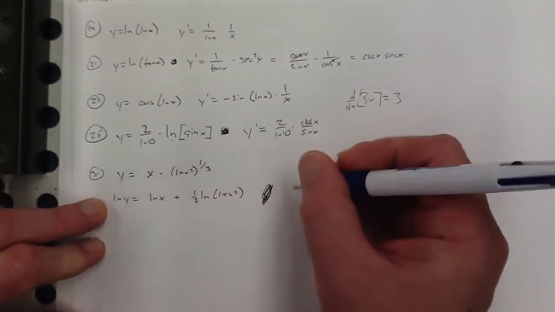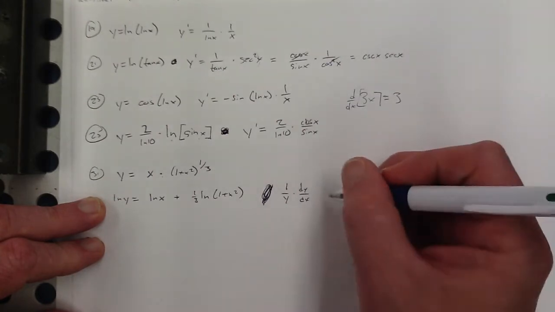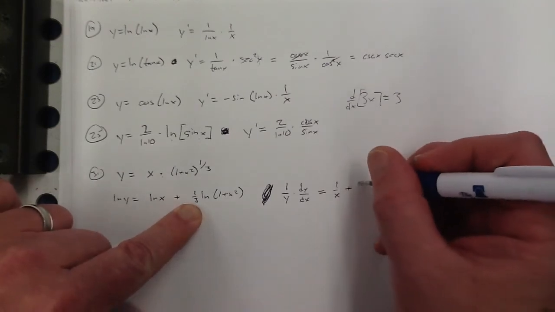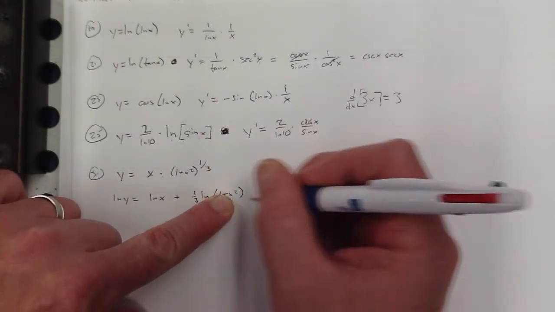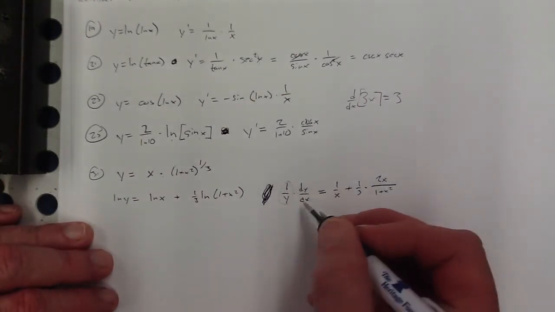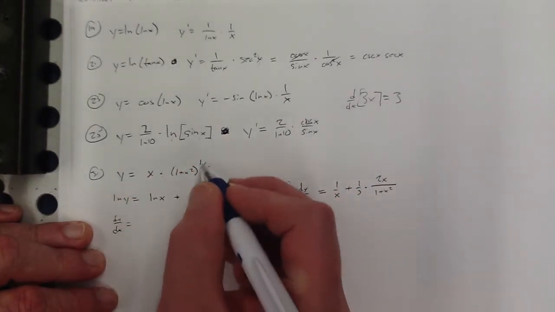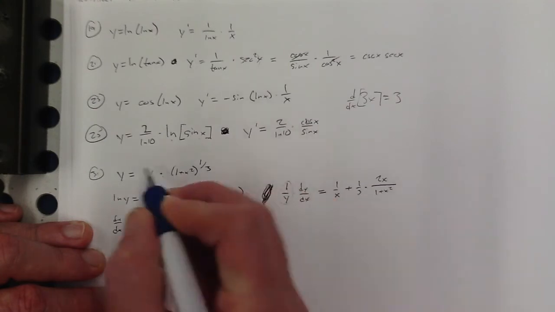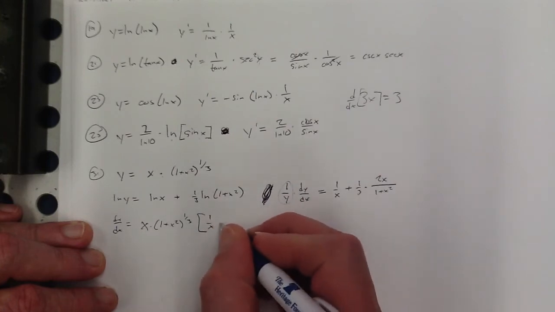What's the derivative of natural log y? Well, that's 1 over y, but implicit differentiation, like last section, dy dx pops out. That's equal to 1 over x plus 1/3 times, that goes on the bottom, derivative of what's inside that. And then this, if you just want to know what's dy dx, well, dy dx is equal to y, which is the original function, right? Y equals this times this.